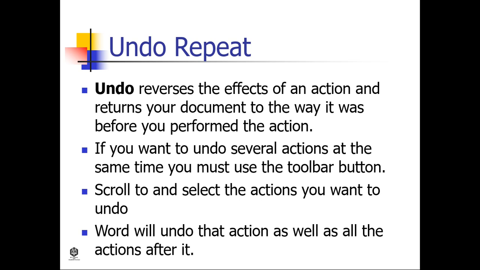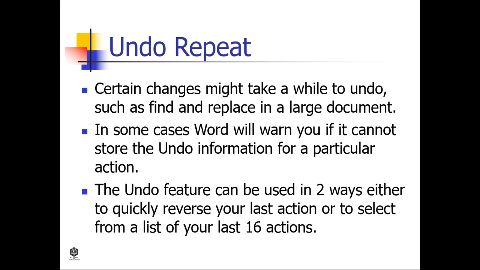Scroll to and select the actions you want to undo. Word will undo that action as well as all the actions after it. Certain changes might take a while to undo, such as find and replace in a large document. In some cases, Word will warn you if it cannot store the undo information for a particular action.